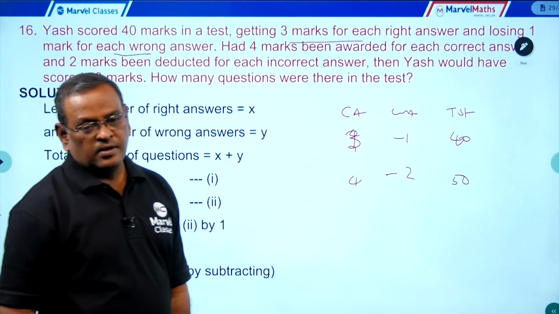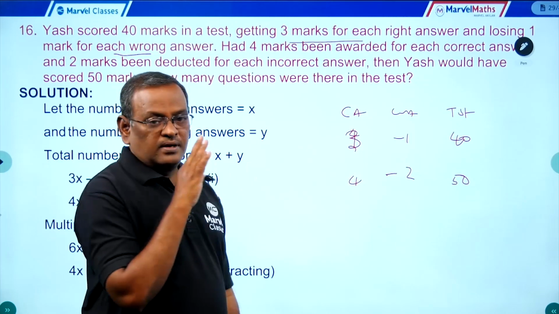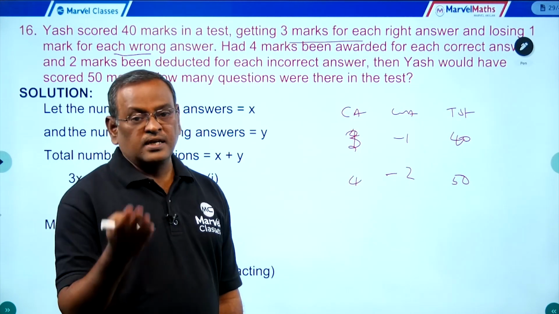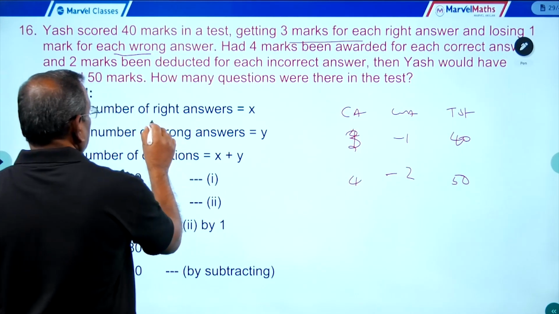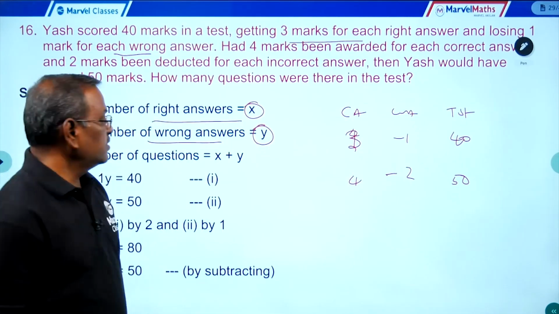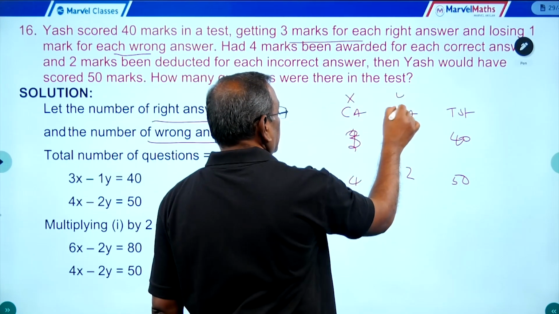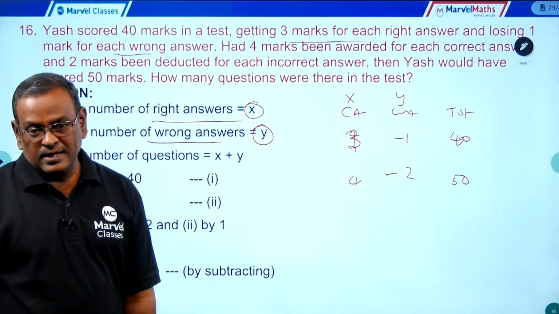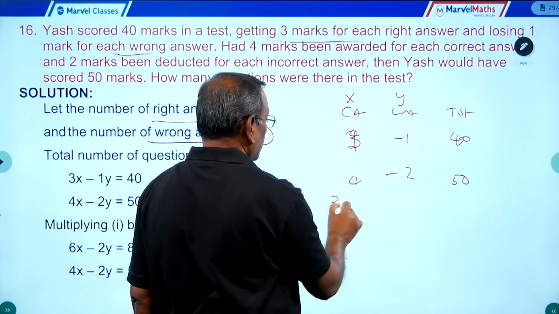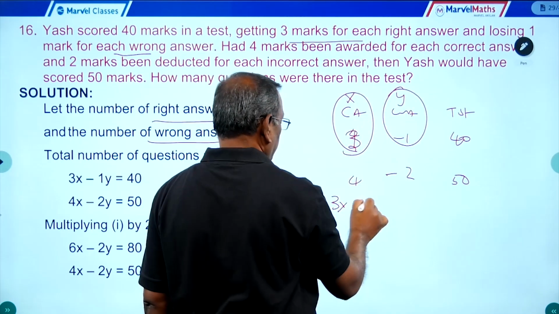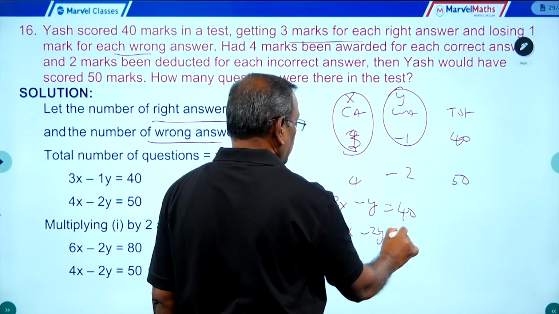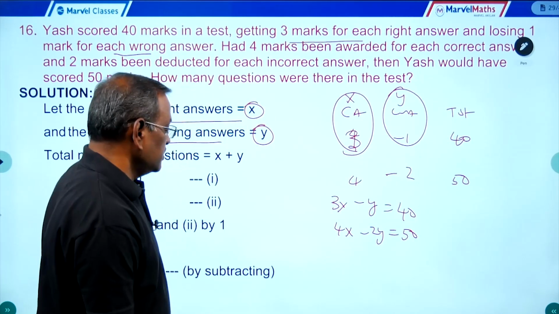So what is the assumption now? Here, marks for correct answer, marks for wrong answer. So you have to consider the number of correct answers and the number of wrong answers. So number of correct answers equal to x and number of wrong answers equal to y. So how to calculate the marks? Total marks scored by Yash. Very simple. 3 into x, 3x minus y equal to 40. Similarly, 4x minus 2y equal to 50.